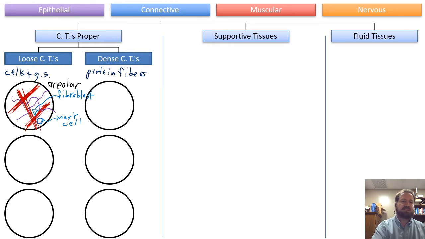Next, we find adipose loose connective tissue. Adipose tissue is mostly composed of these large circular cells. In fact, it sort of looks like bubble wrap in a way, called adipocytes.